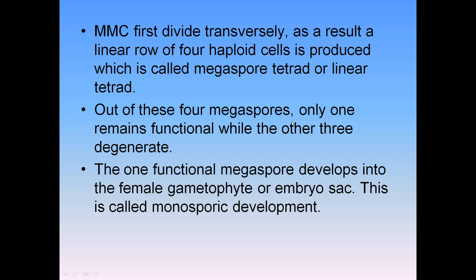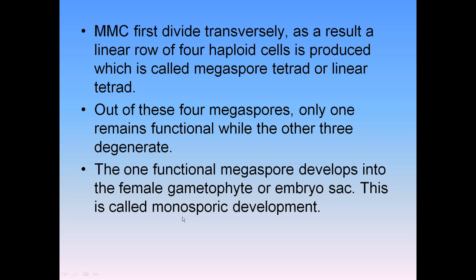Out of these four megaspores, only one remains functional. So only one is going to remain functional, and the other three are going to degenerate as soon as they are formed. The one functional megaspore develops into the female gametophyte or embryo sac. Only one cell is going to form the whole structure of the embryo sac. The rest of the three will degenerate.